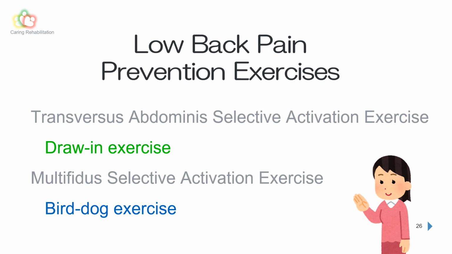This time, I explained the draw-in exercise and bird dog exercise as exercises to prevent low back pain. It is important to do this every day, not just once in a while, because it selectively activates the suppressed transversus abdominis and multifidus to correct the disrupted recruitment pattern of the trunk muscles due to low back pain.